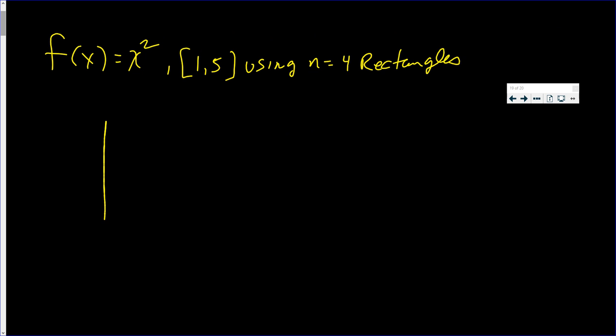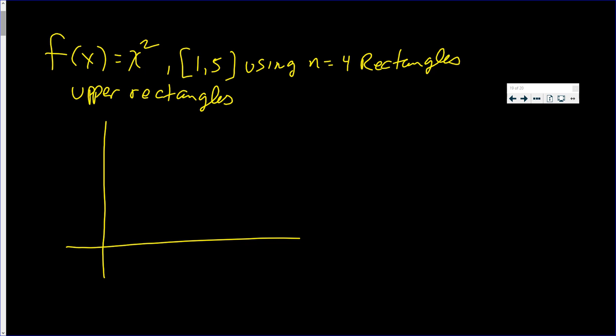Well, let's see what's going on. Oh, and first we're going to use upper rectangles. So here is the function y equals, or f of x equal x squared, and as stated, we want to go from 1 to 5. And we're going to make 4 rectangles.